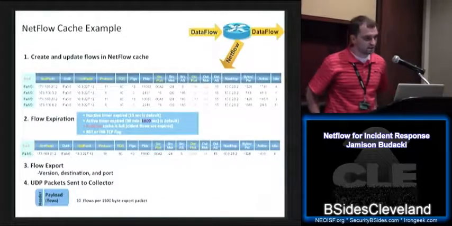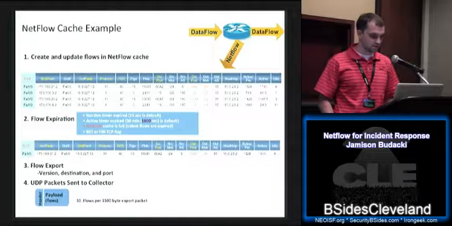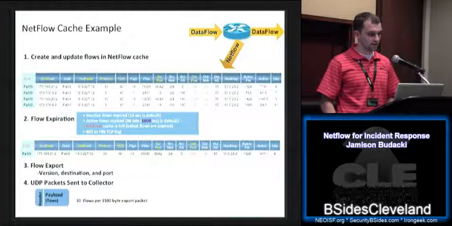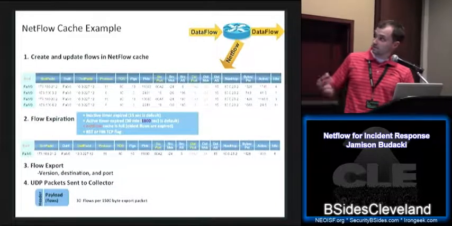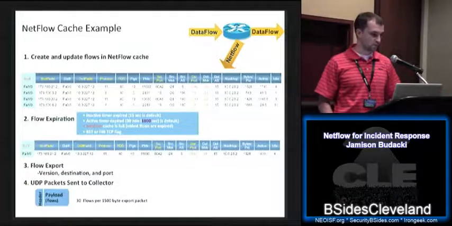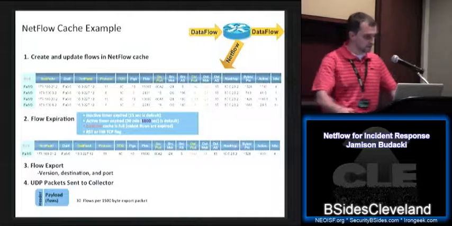This is a NetFlow cache example. It's a basic representation of a flow cache on a router. If data comes into a router, a NetFlow cache entry is created, and the data keeps moving out. In step 1, you can see that it's created, and there's the who and the who, from who to where, and ports, time, all that good stuff.